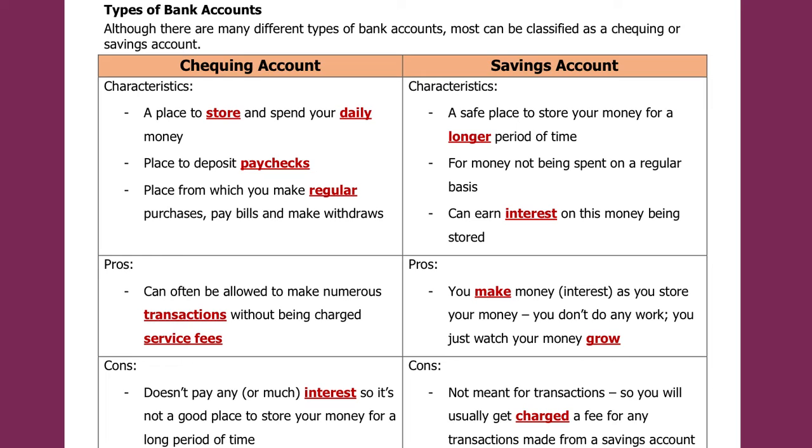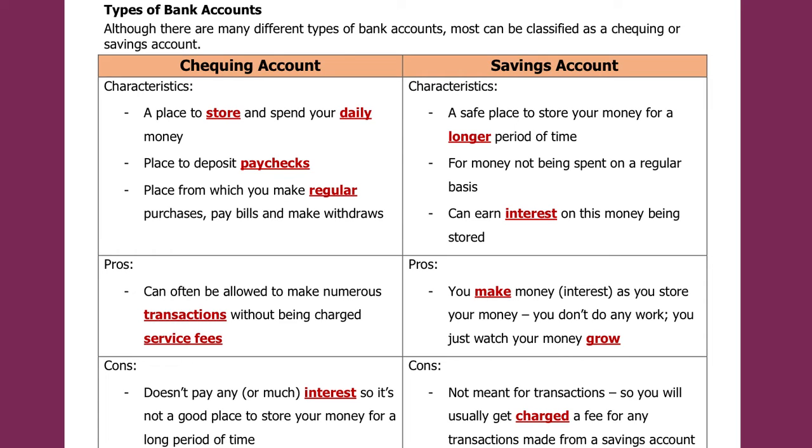So some pros of each. Some pros of a checking account is with checking, you're often allowed to have numerous transactions without being charged for them. So that's good when you're using it on a daily basis, when you're grocery shopping or paying bills or transferring money. You don't want to have to get charged for every little thing you do on your account. Savings account, a pro is that you make interest. So you're making money without having to do any work. You just put the money in the bank and eventually you get more and more money the longer it sits in that bank.